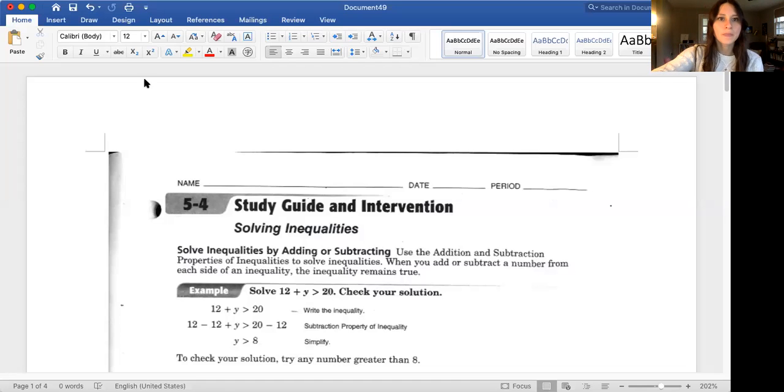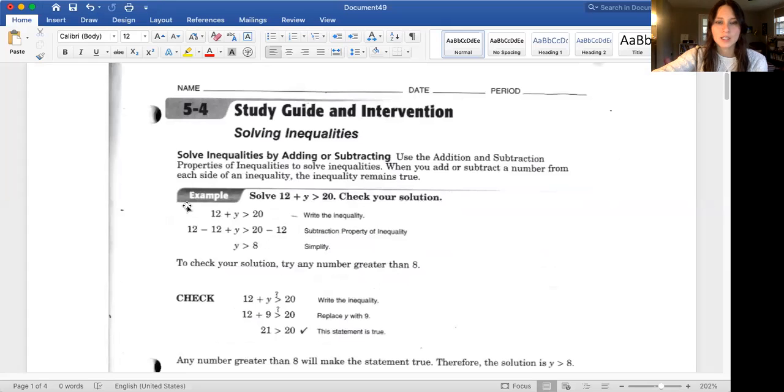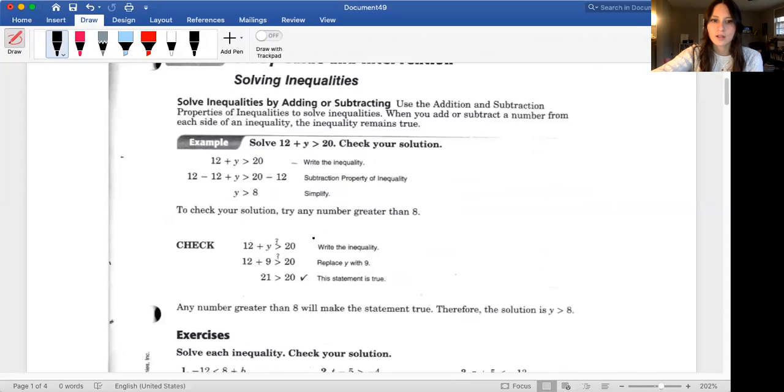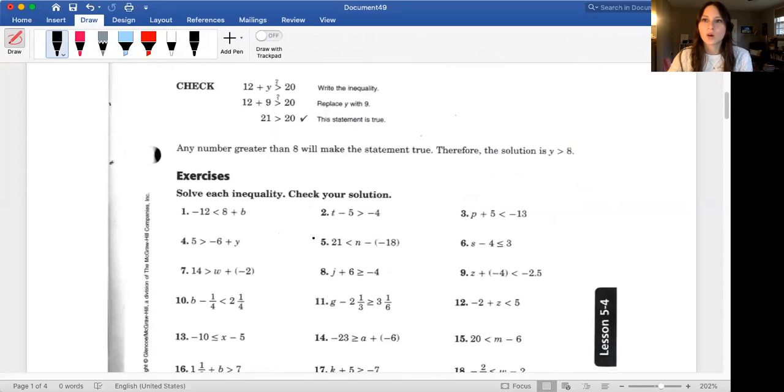So I'm going to just review a little bit over what we learned in chapter 5, lesson 4, which is solving an inequality. Now, when we see the word inequality, that just means an equation that has the less than, greater than, or equal to, or less than or equal to sign. I'm not going to spend a lot of time going over this because you've already learned this in class. But when we are solving an equation with an inequality, we basically just treat it as if it's a regular equation and apply the same rules as if this were an equal sign and work it out.